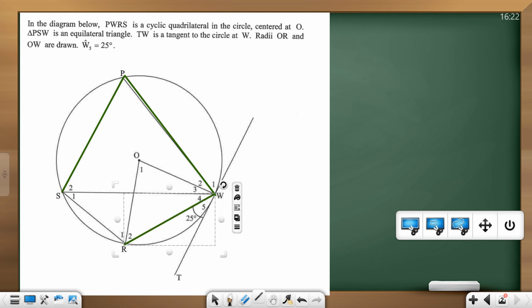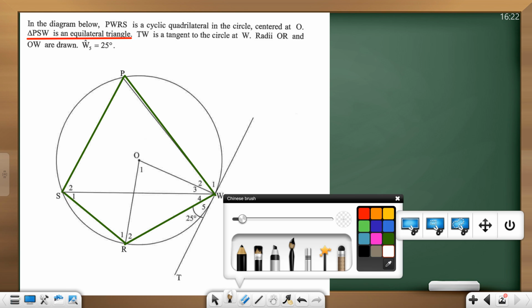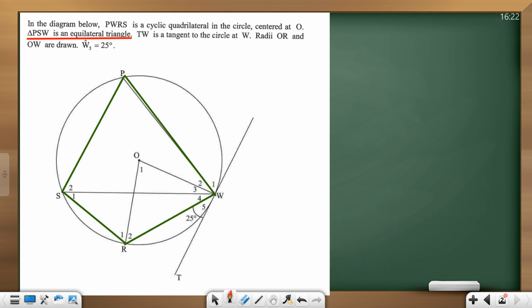PWRS is a cyclic chord. What should run through your head quickly? What are the properties of a cyclic chord? You must know them. There are 3 properties of a cyclic chord. All right. Triangle PSW is an equilateral triangle. That's very, very important. PSW is an equilateral. What does that tell us? Can somebody just quickly shoot? I don't want to be the one giving information. Equilateral triangle. What does that give us? What information does that give away quickly? I'd like to hear from you.